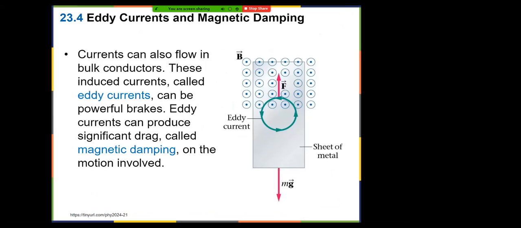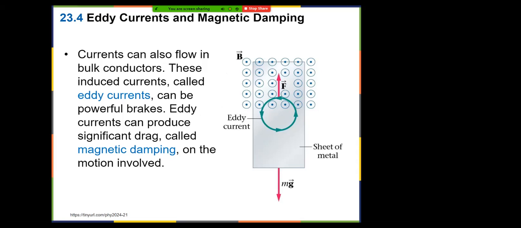Next, we'll also look at some more applications of this induced current. We have been looking at loops, but if you have a piece of metal, like a rectangular shape like this, and it goes through the magnetic field like this, then it will induce a current inside the sheet of metal in a circular form. This is called the eddy current.